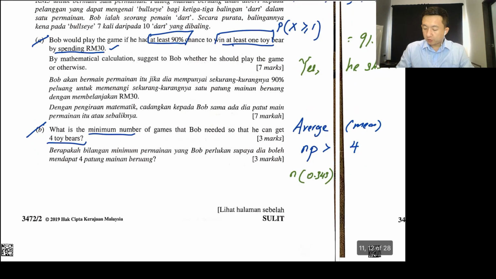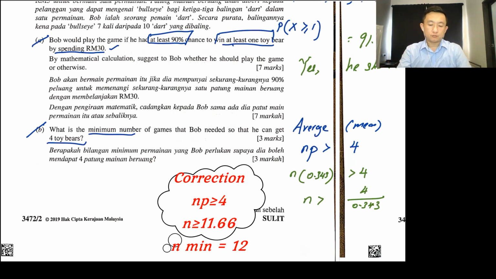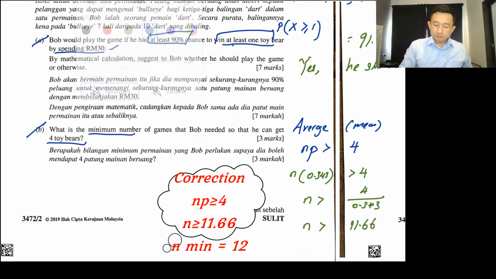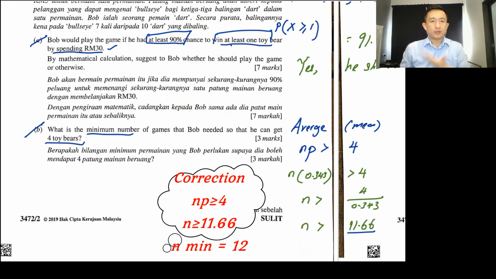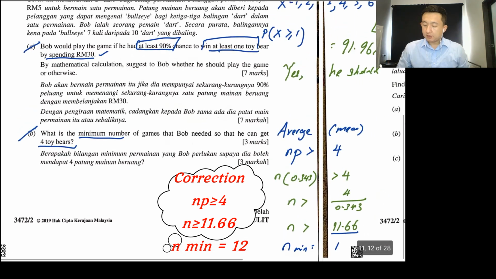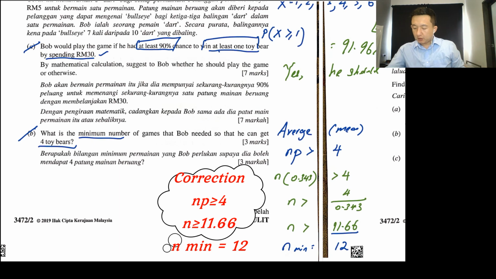So we have N times 0.343 more than 4. And N is greater than 4 divided by 0.343, we have N greater than 11.66 to 4 significant figures. So N must be more than 11.66. Do we take 11.66? Do we take 11 or do we take 12? Minimum number, it should be 12 games. It cannot be 11 games. If 11 games, you do not have enough; you need to have at least 11.66 games to get 4 toy bear. So if you put 11, it's not enough. You put 12, that is the minimum number. Meaning you can actually put more than 12, right? 13, 14, and so on and so forth. But minimum 12 games in order to get 4 bear.